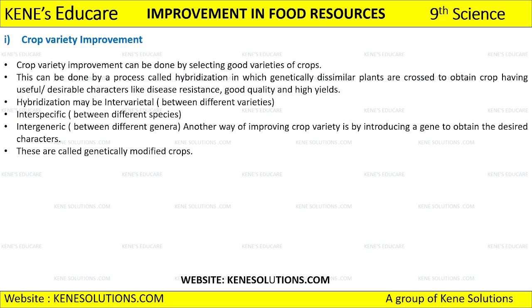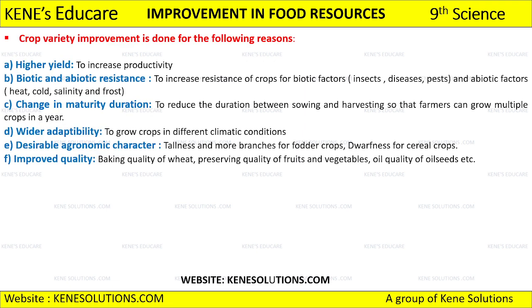Then after discussing crop variety improvement, we discussed that it is done for certain reasons. The reasons include: to have a higher yield of the crop, to make the crop biotic and abiotic resistant, to change the maturity duration, to have wider adaptability of the crop, to have desirable agronomic characters, and lastly to have improved quality of the crop.